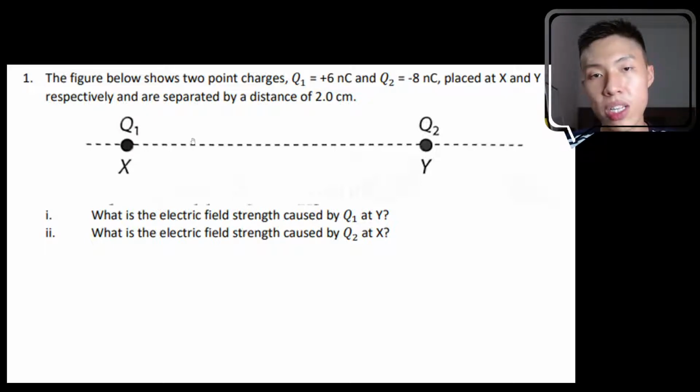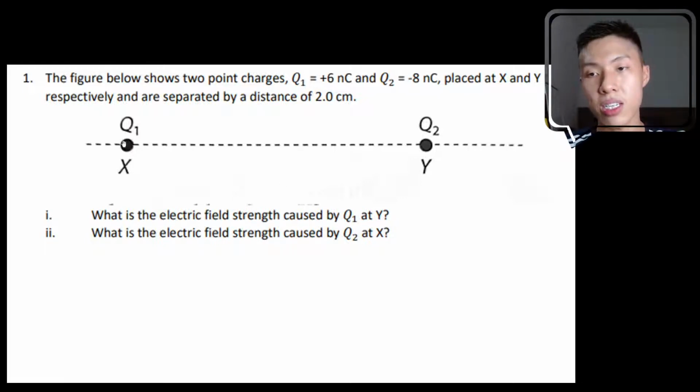So position X and position Y, the distance between them is 2 cm, and at position X, you place a charge called Q1, which is 6 nanocoulomb, and at position Y, you place another charge Q2, which is negative 8 nanocoulomb. So now the question asks, what is the electric field strength caused by Q1 at Y?